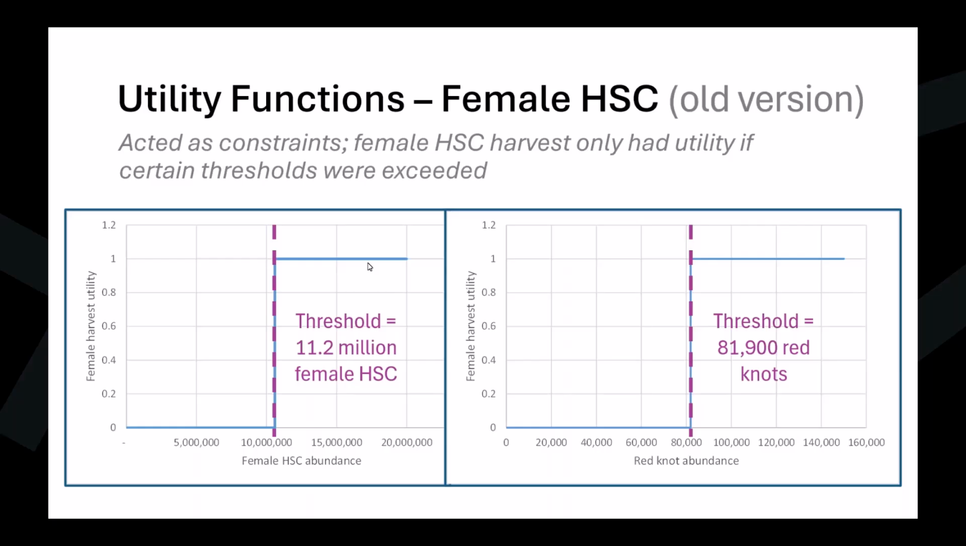These were an or statement. So if either of these two conditions were met, the utility was 1. And if neither of them were met, the utility was then 0. So that was set up to try and account for a little bit of uncertainty and a backup plan, basically, if red knots did not respond. So I think that's what I had for this slide, and we can go on.